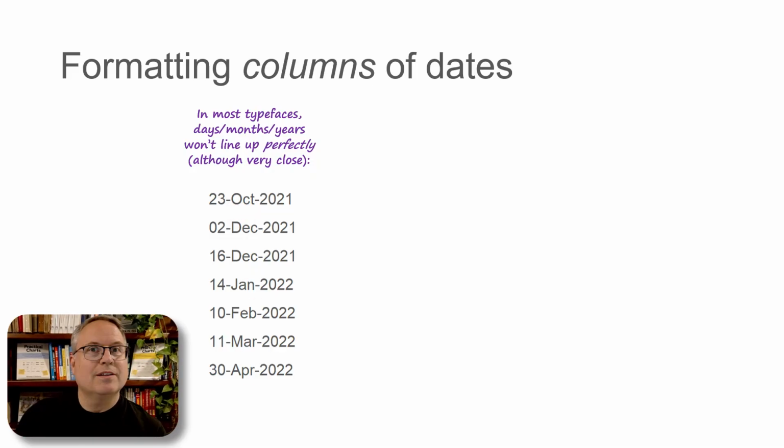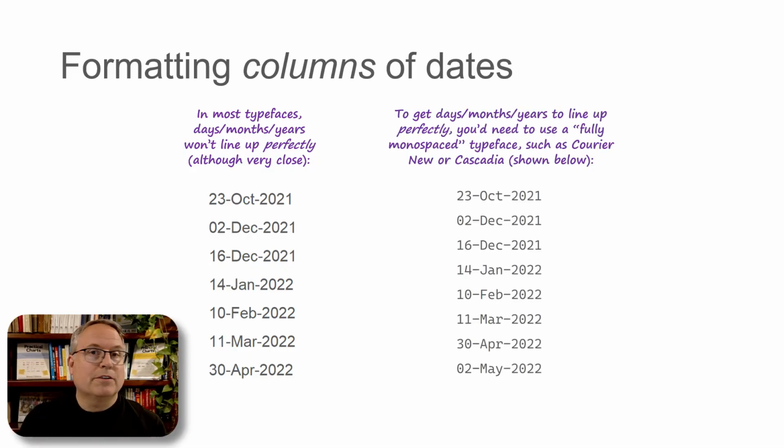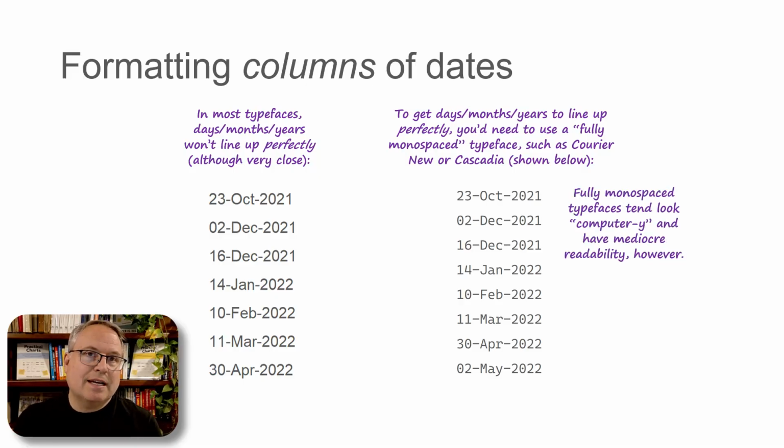However, if you want everything to line up absolutely perfectly, there are what are called fully monospaced typefaces, like Courier New or Cascadia, which is what we're looking at right now. Those are specially designed typefaces where all the characters, even the punctuation marks, are the same width. And so everything will line up perfectly, but as you can tell, there's a bit of a trade-off. These typefaces tend to be designed more for coding or technical applications, so they look kind of computery, and they perhaps don't have as good readability as typefaces with variable width characters. It's a pick your poison situation. I would typically go with a more legible font like the one on the left, however, it's entirely up to you.